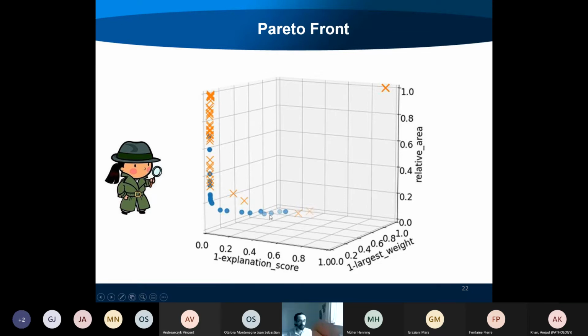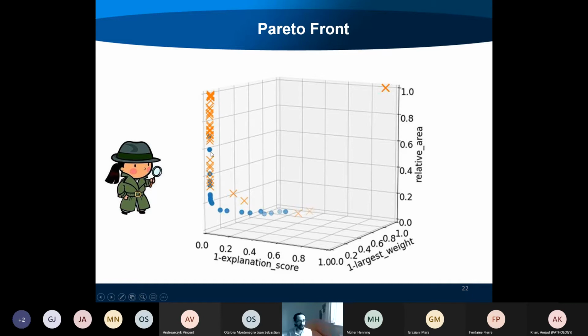And the idea is that none of these is the best, exactly. We could choose any of these as the best, depending on what we think is more important. For this particular one, is the relative area most important? Okay, so I'm going to go with that one. Or is the explanation score more important? So I'm going to go with something here.